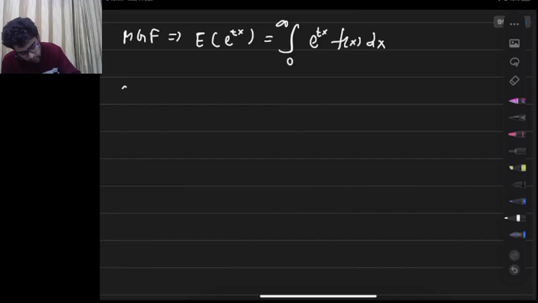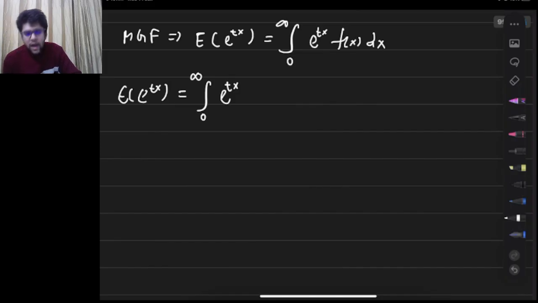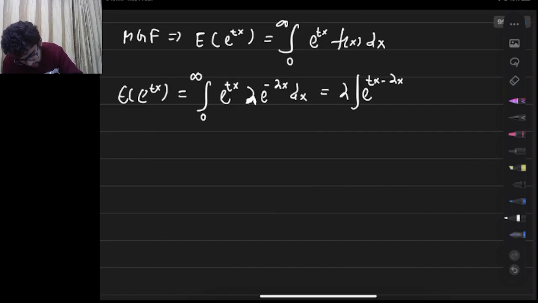Now we'll be finding the moment generating function, MGF. This is the expected value of e to the power tx, which is the integral of e to the power tx f(x) dx, and our limits here are 0 to infinity. So the expected value of e to the power tx then becomes the integral from 0 to infinity of e to the power tx, and f(x) was lambda e to the power minus lambda x dx. Now if I take out lambda, this gives me e to the power tx minus lambda x dx, from 0 to infinity.